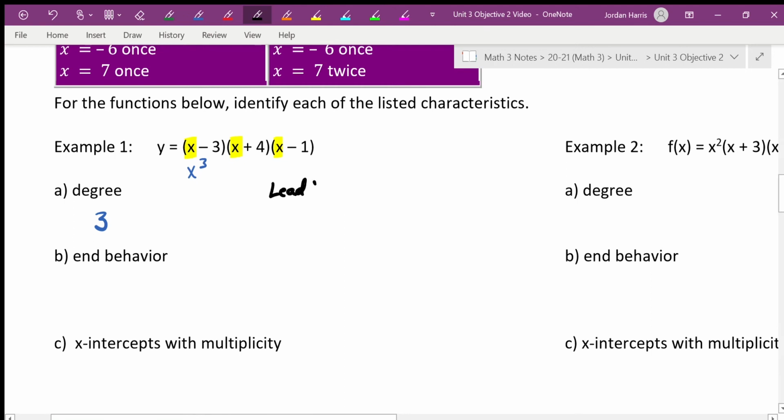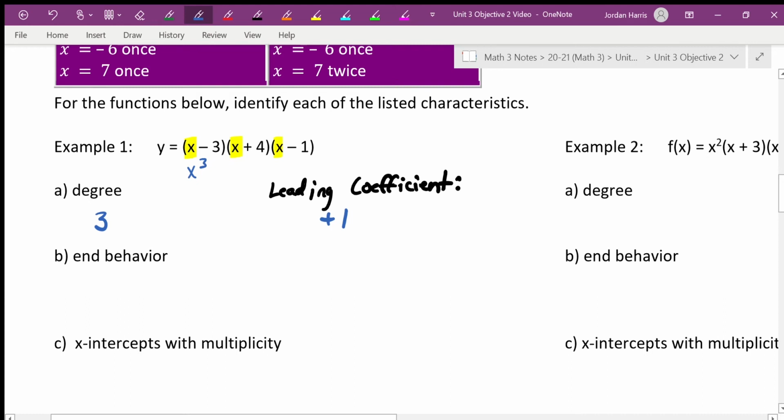Leading coefficient. So that is the number in front of that term we just found, so that would be a positive 1. And we think about our end behavior. You need to have that box memorized.